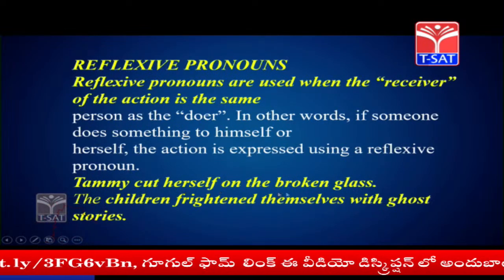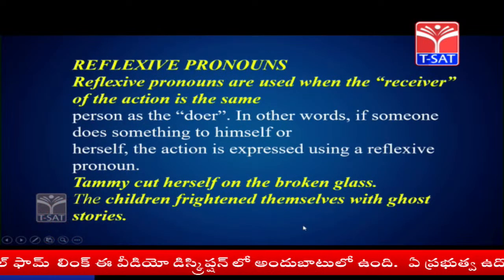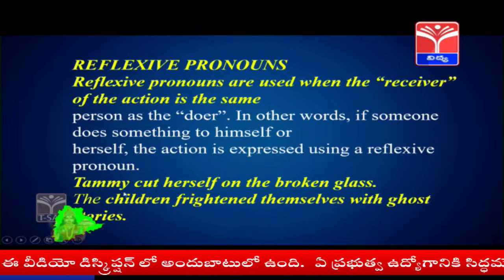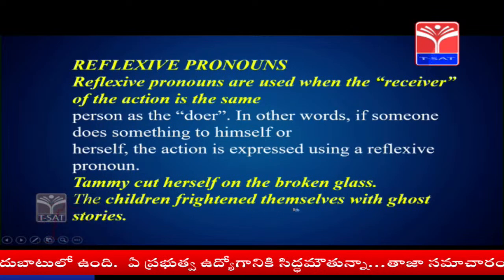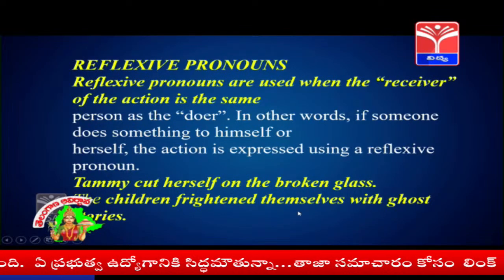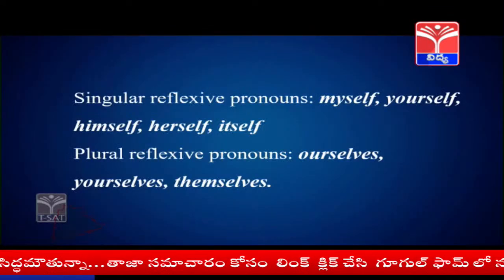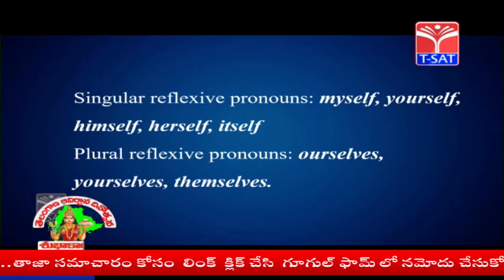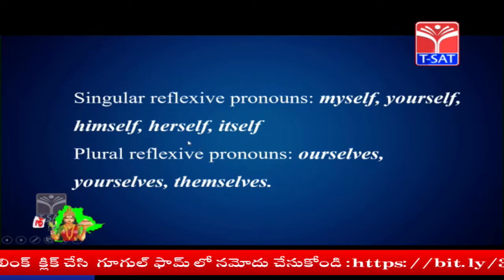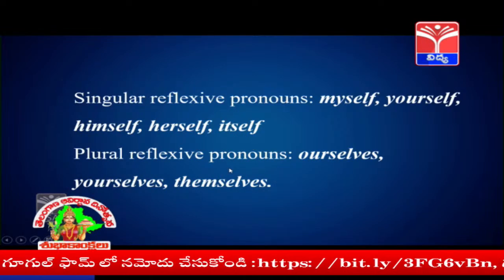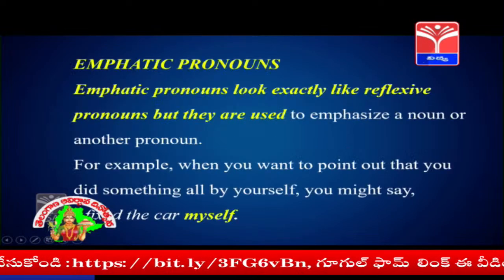Tammy cut herself on the broken glass. The children frightened themselves with ghost stories. So herself refers to Tammy, and for the children it is exemplified with the help of the reflexive pronoun themselves. Here we have singular reflexive pronouns. Examples: myself, yourself, himself, herself, and itself. We also have plural reflexive pronouns: ourselves, yourselves, themselves.